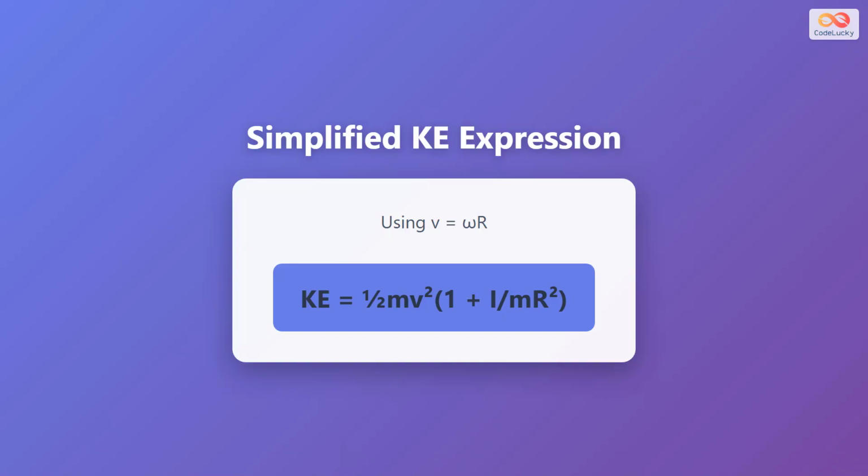We can simplify the kinetic energy expression by using the rolling condition v = ωr when we substitute ω = v/r into our energy equation. We get KE = 1/2 mv² times the quantity (1 + I/mr²). This form makes it easier to calculate the total kinetic energy using just the linear velocity and the moment of inertia.